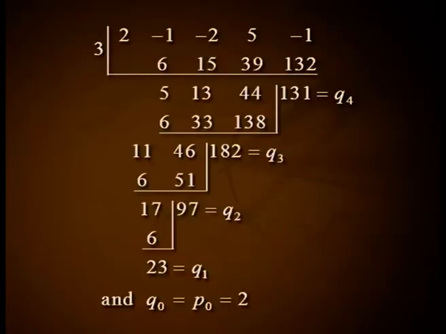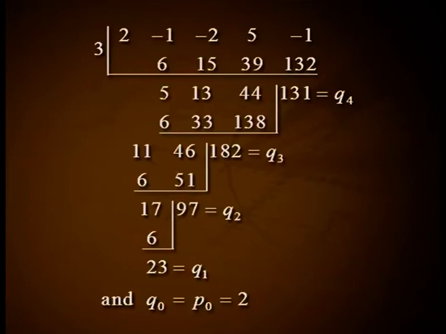Hence, to find q 4, q 3 etcetera, we divide f of x successively by x minus 3 and the last quotient is q naught and is obviously equal to p naught equal to 2. The first line is the coefficients 2, minus 1, minus 2, 5, minus 1. The second line is, by the first step of Horner's process, we obtain 6, 15, 39, 132. Adding, we obtain 5, 13, 44, 131, 131 equal to q 4.